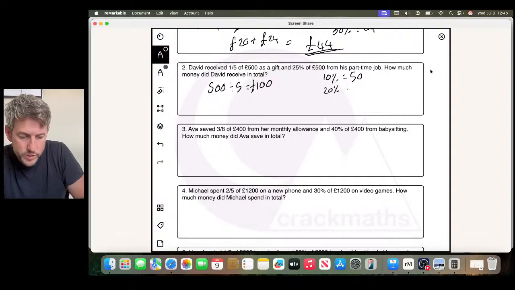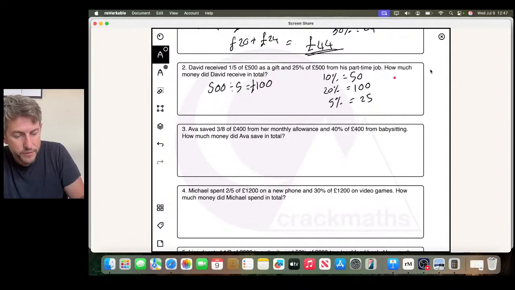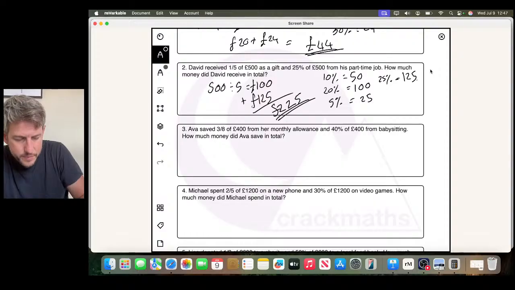20% would equal 100. And then 5% would be half of 10%. So 5% would be 25. So 25% equals 125. Okay, so then we can add the 125, and that will equal 225. Okay, and then that's the bit that we've got. I'll just write that here as well, £225.